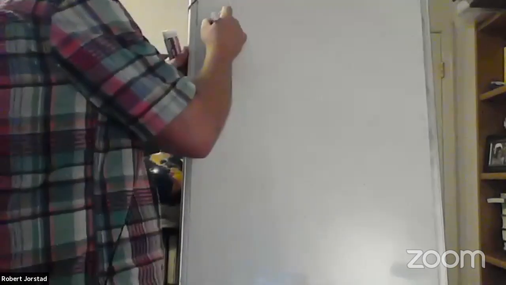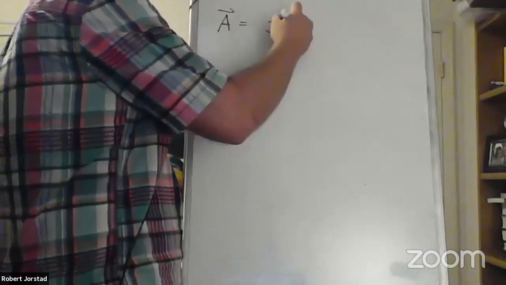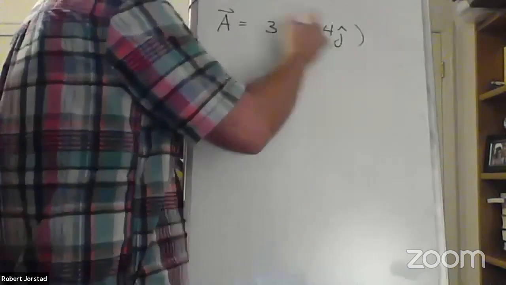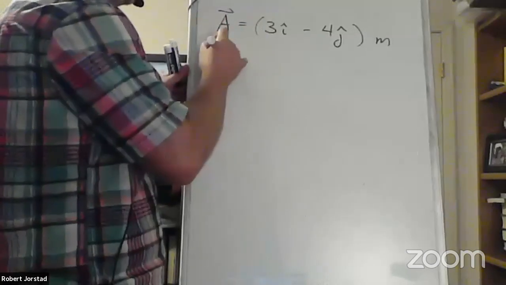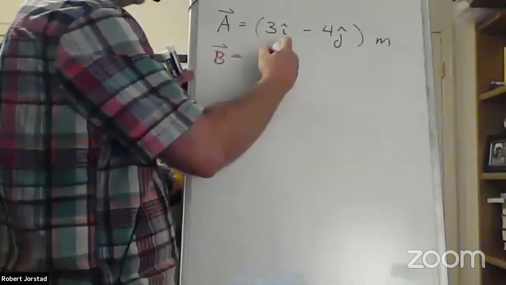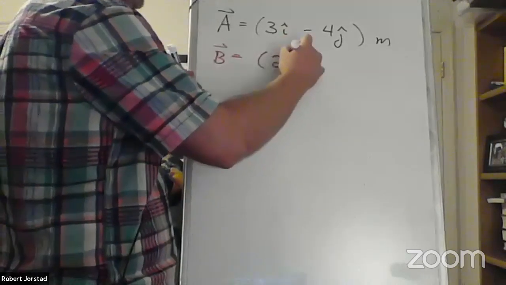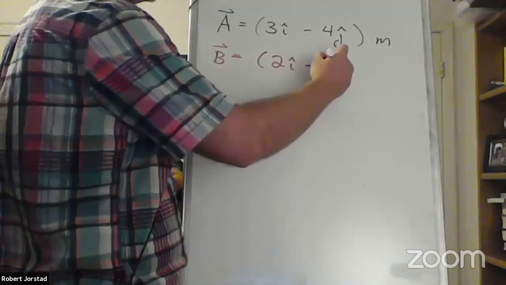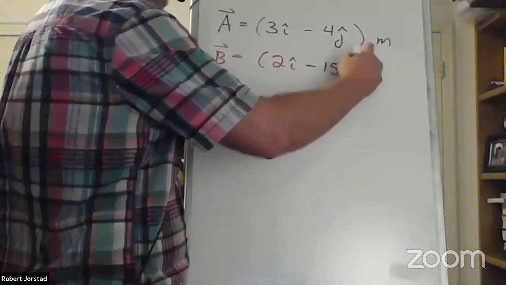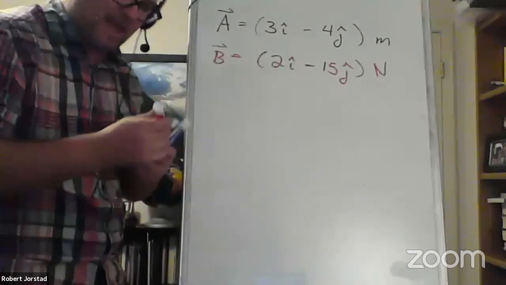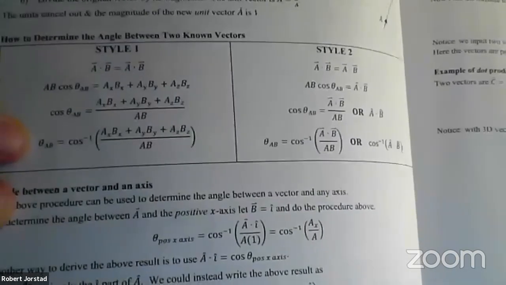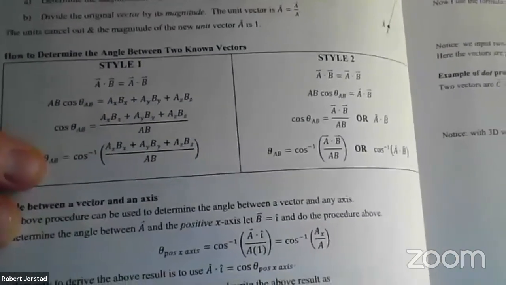I think I'm confident. Let's say I gave you a vector A equal to 3 I hat minus 4 J hat, and let's say that's in meters. You could get that from a picture probably. And let's say vector B is equal to 2 I hat minus 15 J hat, and let's say that's newtons. Now what am I going to try and do? I'm going to try and get the angle between them. You could follow through the steps later, but I'm just going to go right to the result so you can see how this works out.